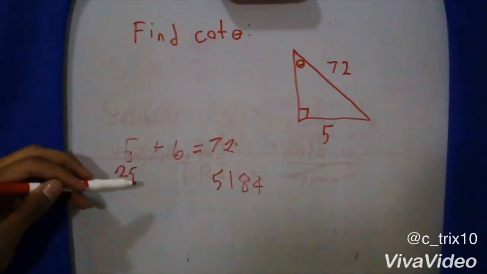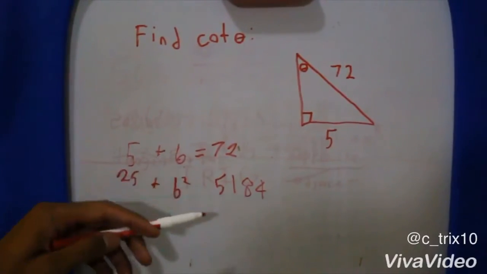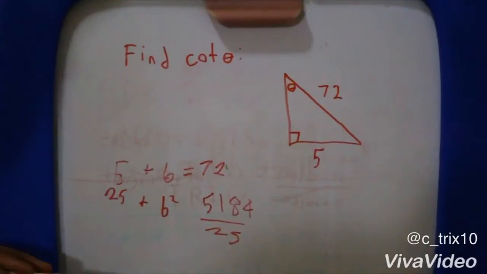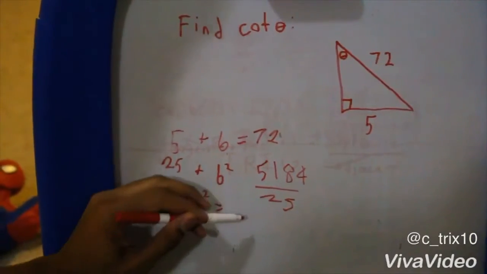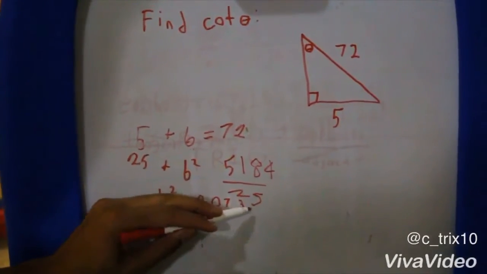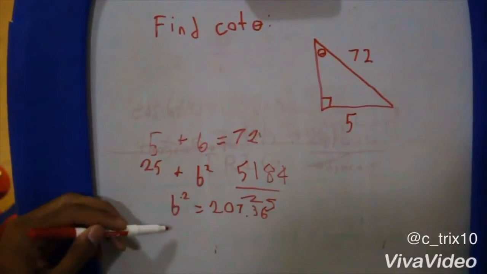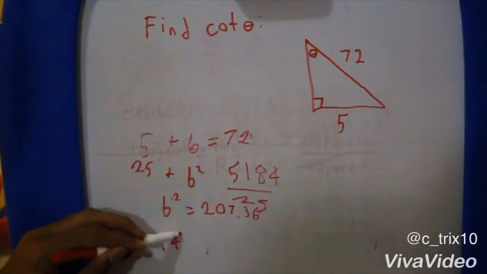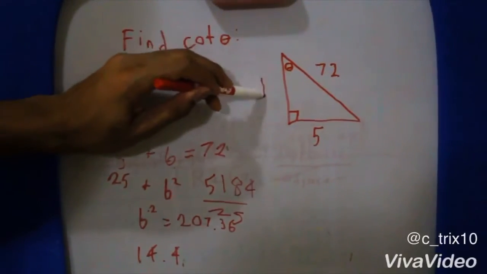You would divide 5,184 over 25, giving you b squared equaling 207.36. With that, you would then square root that to get rid of the little 2 right there, which would equal 14.4, which would be your b over here.